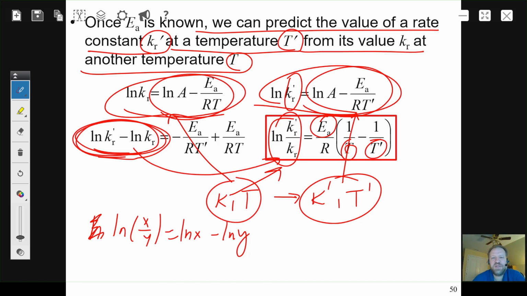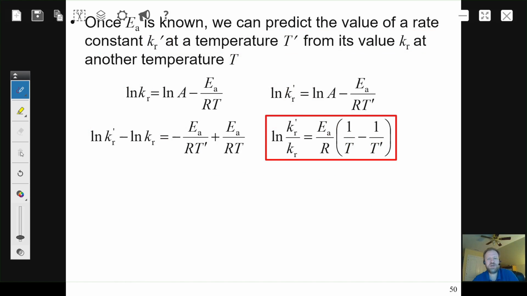And notice that this expression is very similar in its mathematical form to the so-called Van't Hoff expression that shows the dependence of the equilibrium constant on temperature, right? So the only difference is that in the Van't Hoff expression we have equilibrium constants, and here we have rate constants. And in place of the activation energy that you see in this expression, the Van't Hoff expression has the reaction enthalpy.